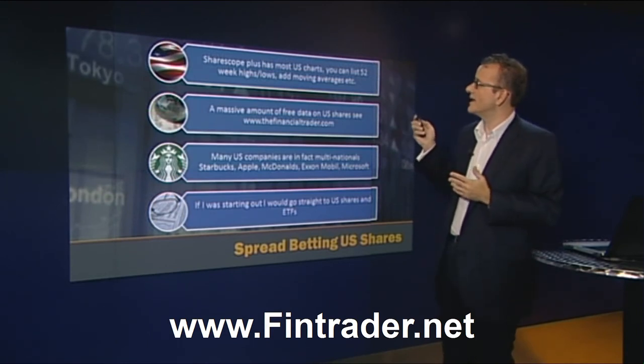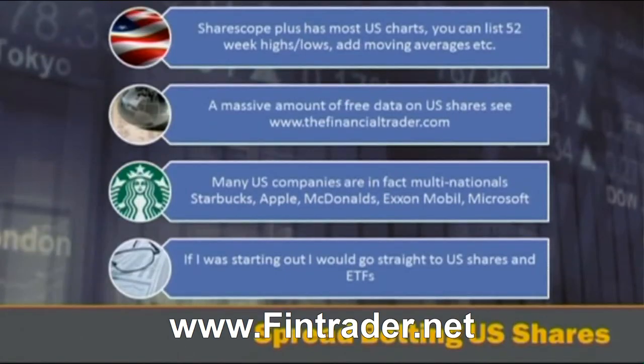ShareScope Plus, as I say, has most US charts. You can dice and slice the information anywhere you like. There's a massive amount of free data, especially in the US, and that's another reason why I want to push you more towards the US. On financialtrader.com, you have a password which came with your package on the cover letter. If for any reason you lose it, send me an email and I'll get a replacement. You've got links there and updates that you can get data from, especially the US.